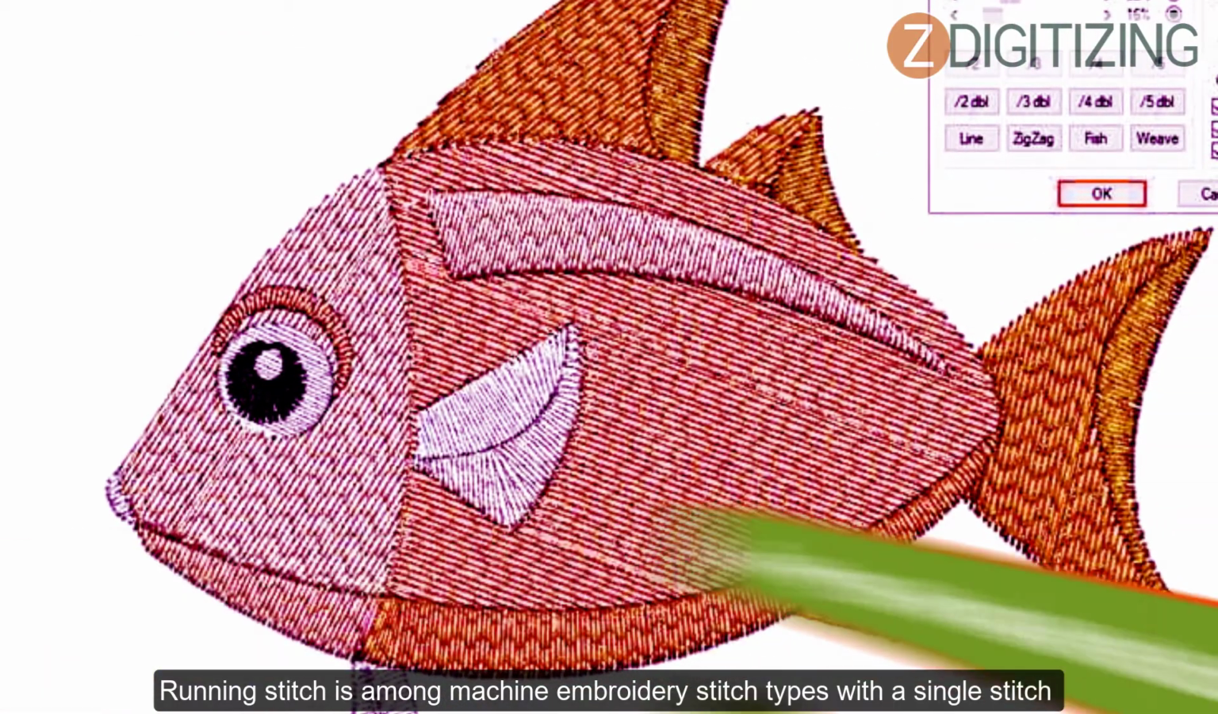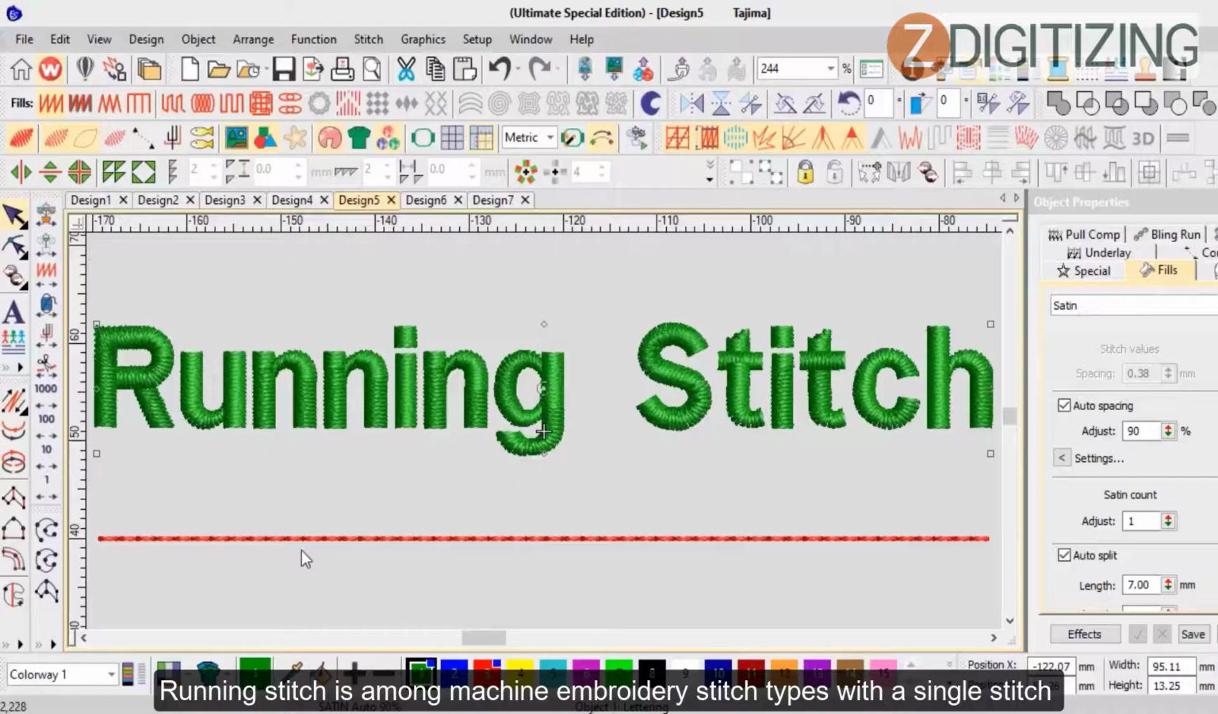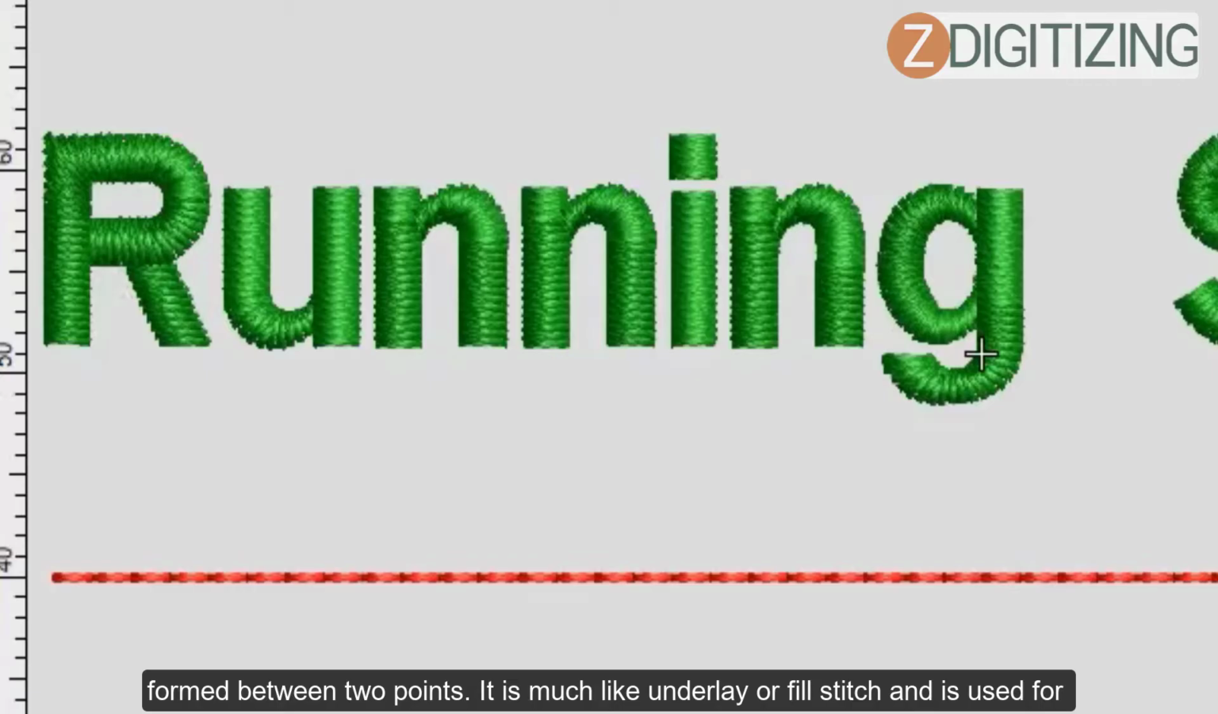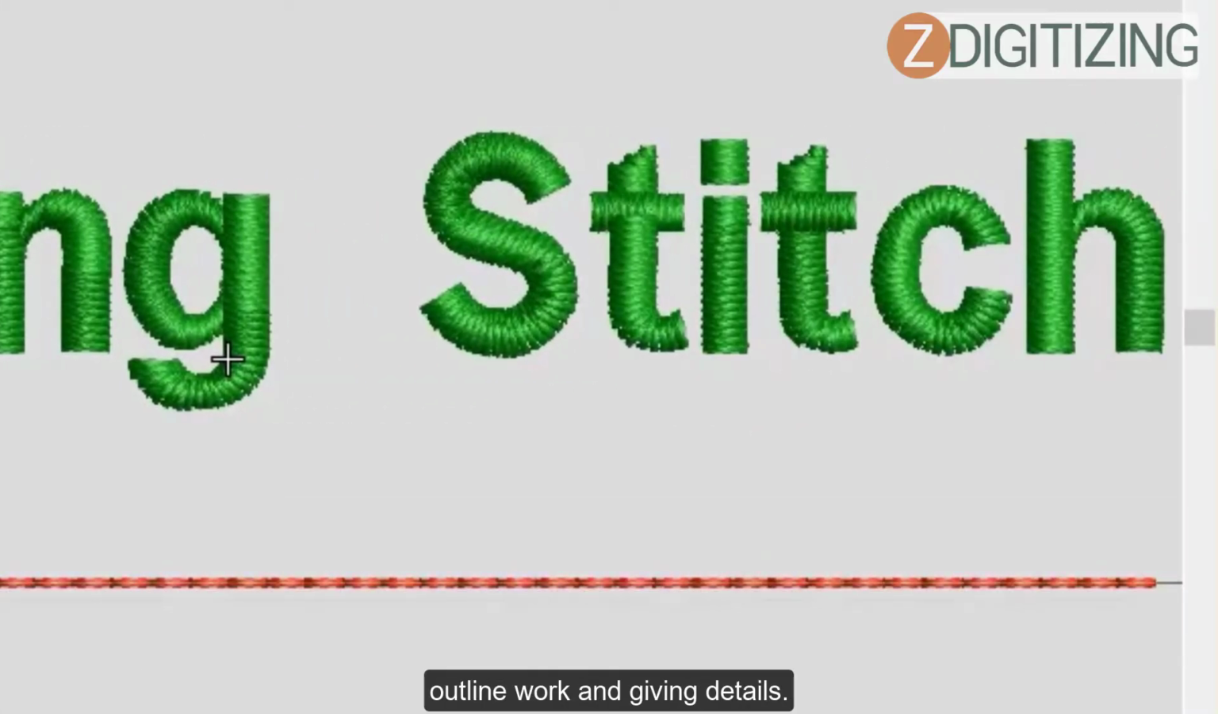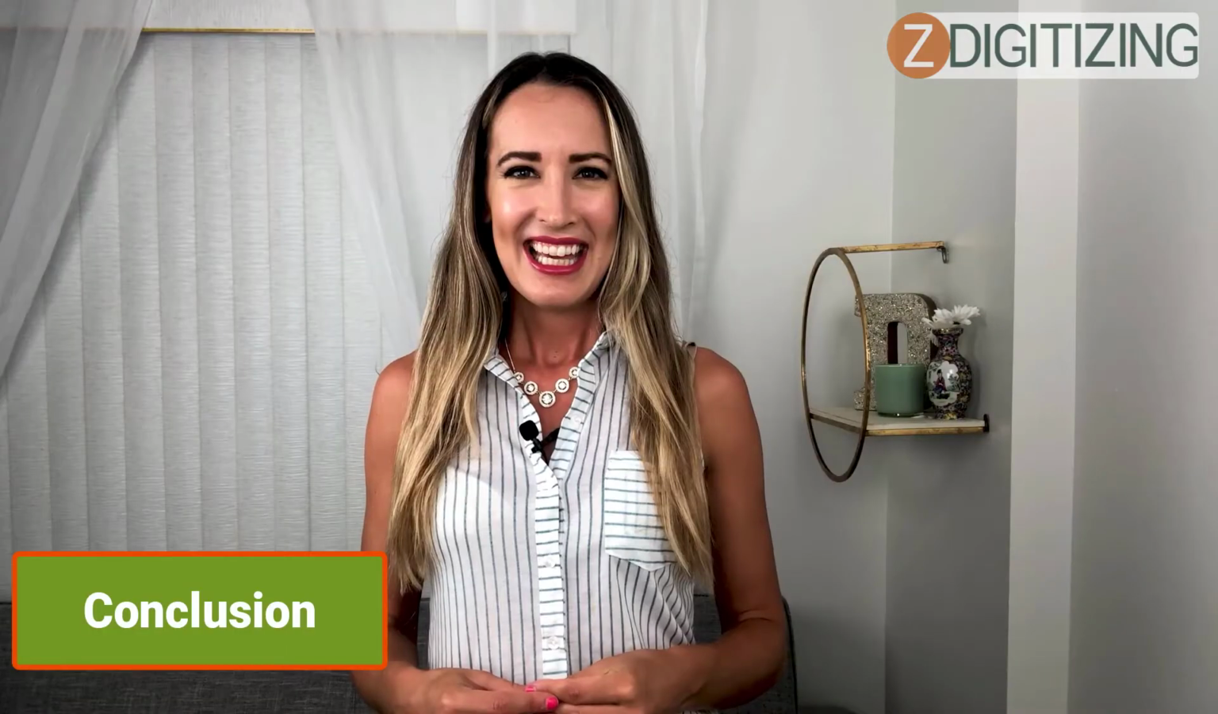Running stitch, or walk stitch. Running stitch is among machine embroidery stitch types with a single stitch formed between 2 points. It is much like underlay or fill stitch and is used for outline work and giving details.